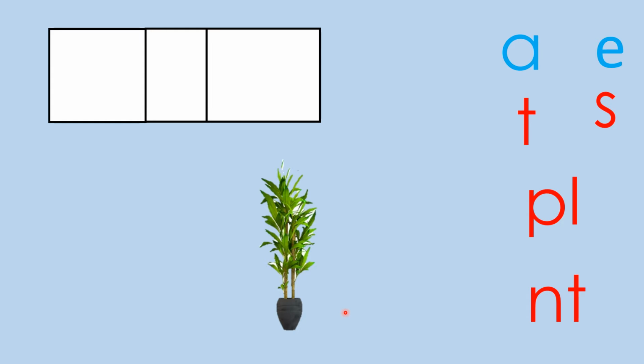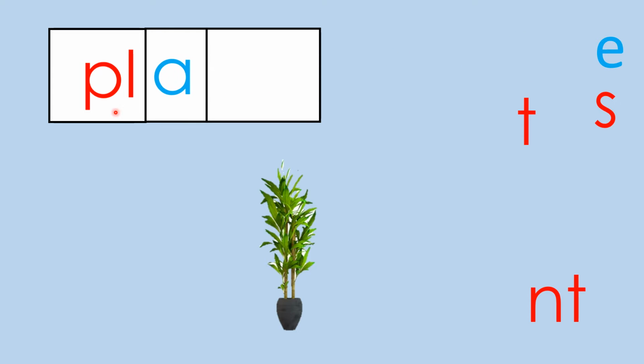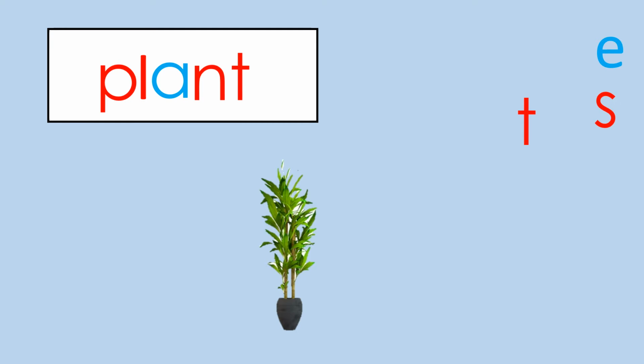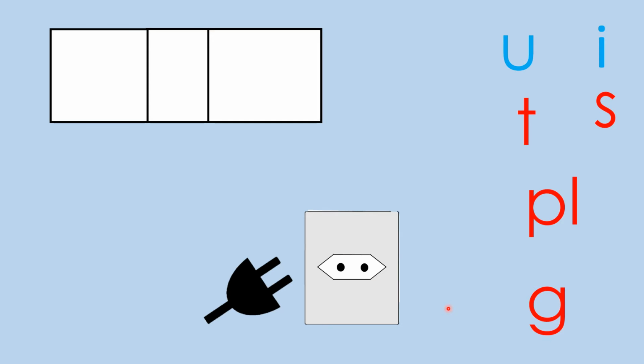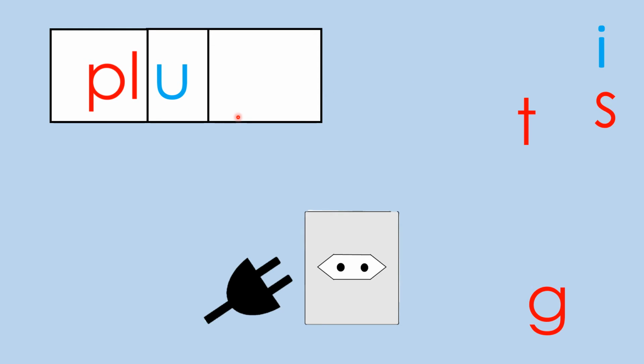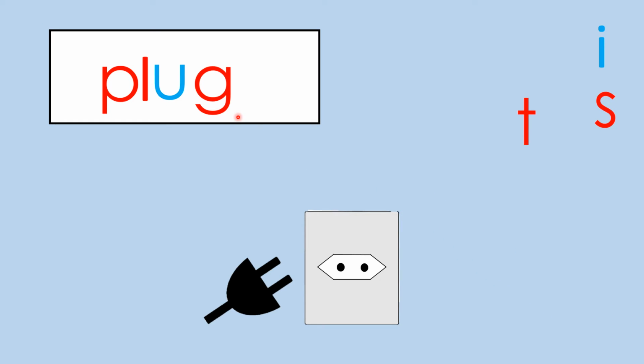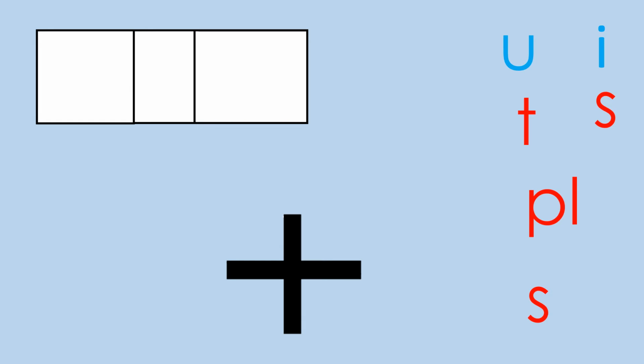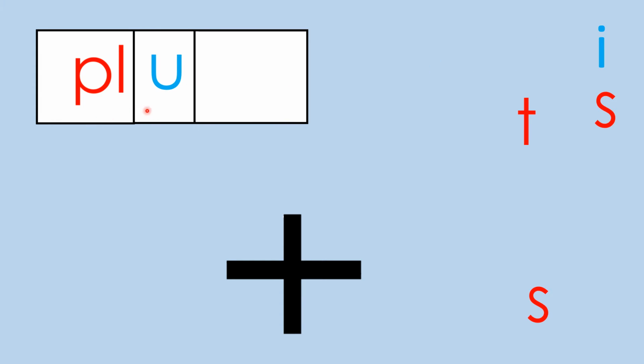Now let's build word plant. Plant. Pl. Plant. Plug. Plug. Plus. Plus.